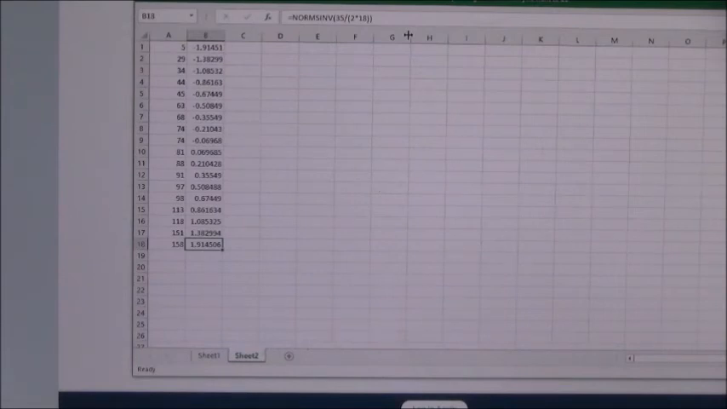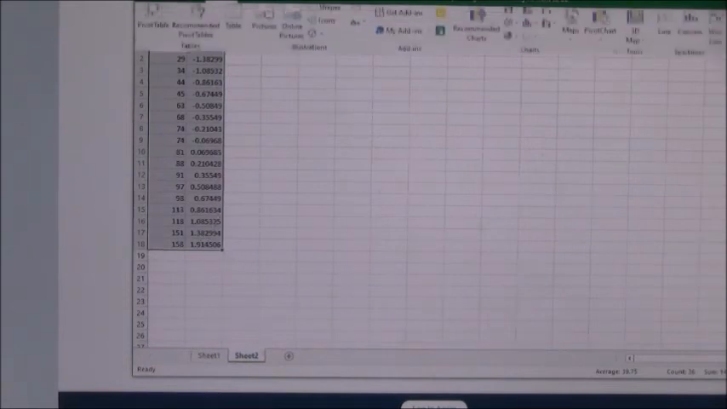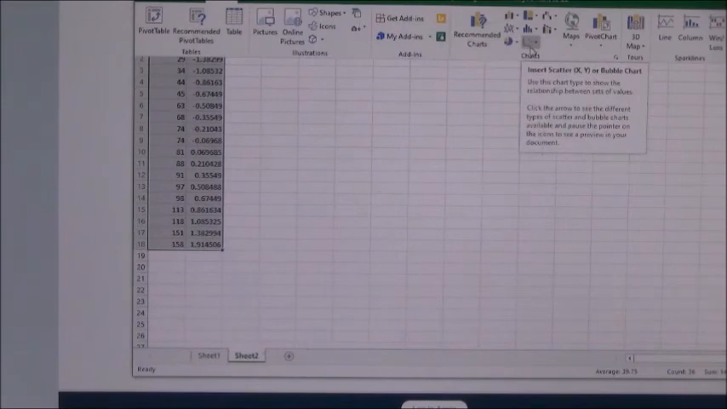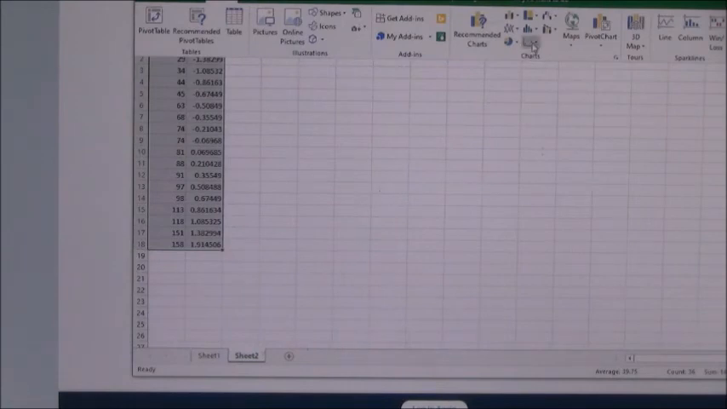So now it says to highlight the data from columns A and B. So I'm going to go ahead and highlight columns A and B. And select the insert function. And I'm going to insert a scatter chart. So I am going to go to this one right here. Insert scatter, X, Y, or bubble chart. Insert scatter chart. I'm going to hit my little arrow here.